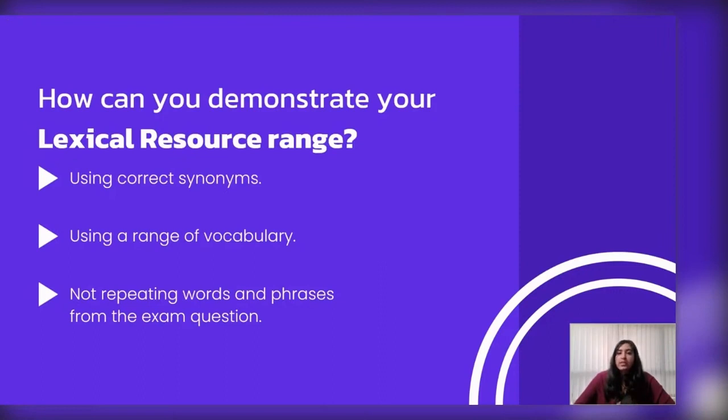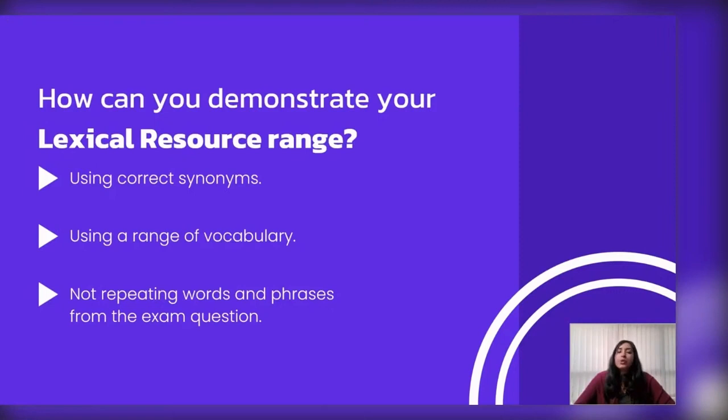Now, again, here we just discussed learning a couple of set phrases and a couple of words. If you use a range of vocabulary, you will definitely increase your lexical resource score. Okay? But again, the tricky part here is that you need to know that the words you're using are correct and appropriately used. All right?